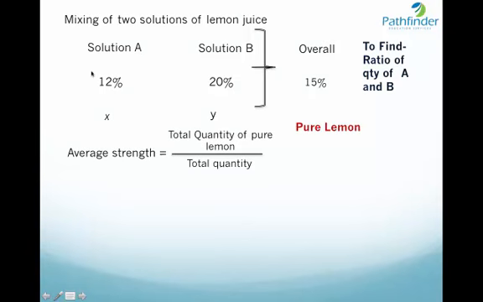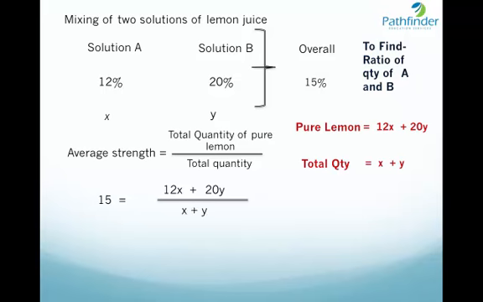So what is the total quantity of pure lemon? Total quantity of pure lemon must be pure lemon from solution A, that is 12% of X, plus quantity of pure lemon from solution B, that is 20% of Y, represented as 12x plus 20y. And what is the total quantity? This is equal to x plus y. So average strength is already known to us, 15%. This is equal to 12x plus 20y upon x plus y.